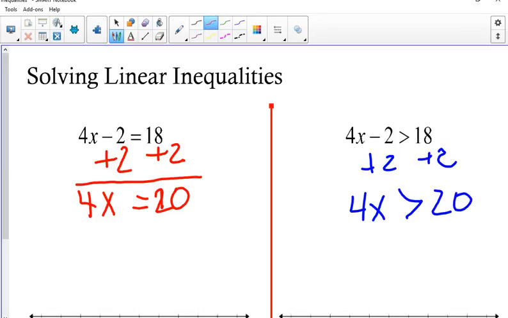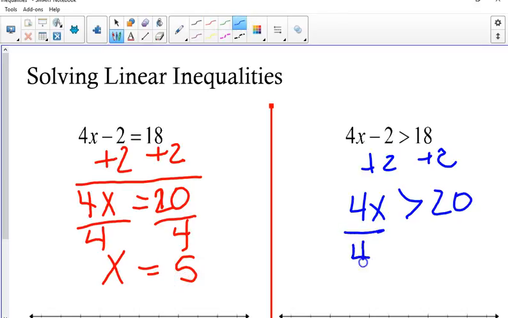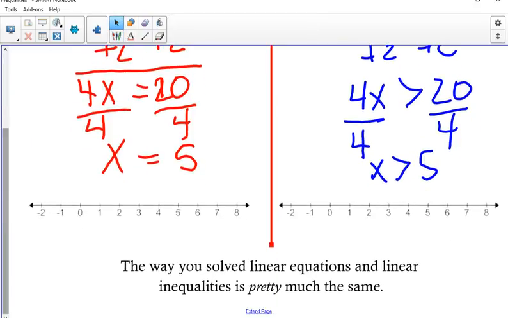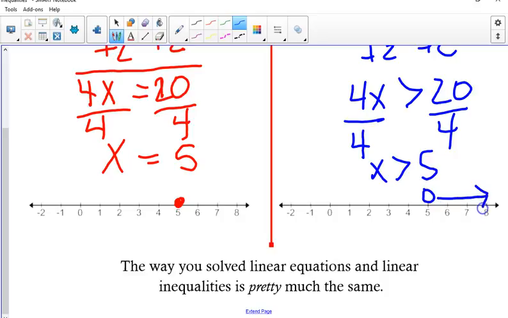So if we go back to our equation, the next step would be to divide by 4. And we get x is equal to 5. And so over here we're going to do the same thing. Divide by 4, and we get x is greater than 5. Okay? So that's how you would solve both of those. And then to put them on the graph, just like we were talking about before, if it's equal, you just put a circle at the 5. Since this one is greater than, not equal, we put an open circle, and we want everything greater than.